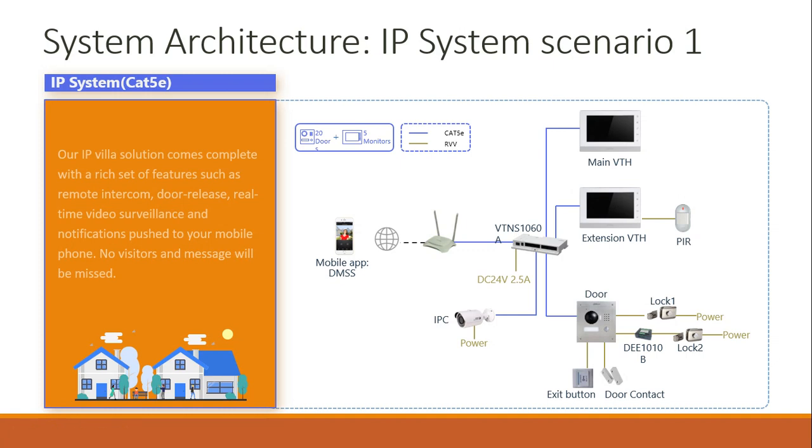For the system architecture, we have an IP scenario. This type of scenario is what the majority of people use. You have a VTNS, which is a Dahua switch, so you can use this switch. We have multiple VTHs, and we have a camera installed. We even have another VTO and unlocks. This is just typical, and what is majorly available in the market.